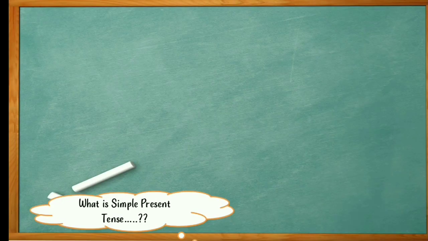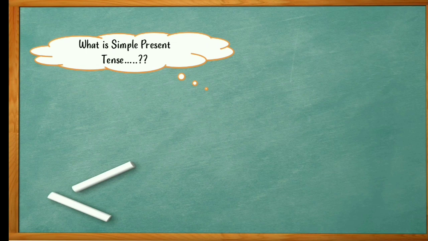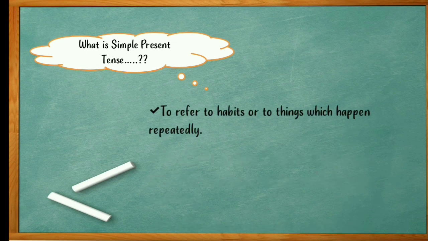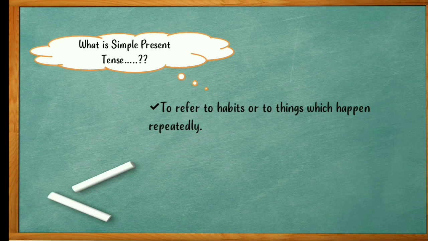Now let's see here. What is simple present tense? Itu simple present tense itu apa sih artinya? Let's see here. The first one, ada berapa nanti pengertiannya di sini? To refer to habits or to things which happen repeatedly. Jadi pengertian yang pertama adalah menjelaskan kebiasaan-kebiasaan yang kamu lakukan setiap hari. Jadi pekerjaan yang kamu lakukan setiap hari itu disebut sebagai simple present tense.